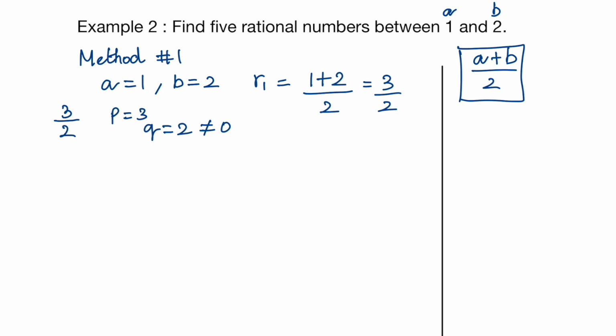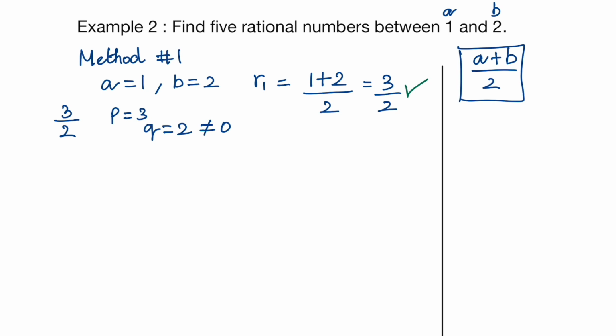So one answer that we have found is 3 by 2. This is one rational number that lies in between 1 and 2. Now what you can do is take this 3 by 2 as a range and do the same thing again. With this formula (a + b) by 2, only when the a and b values change, the output is going to change. With the same numbers, you are obviously going to get the same output.